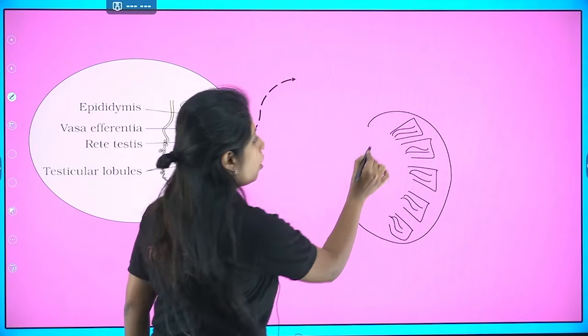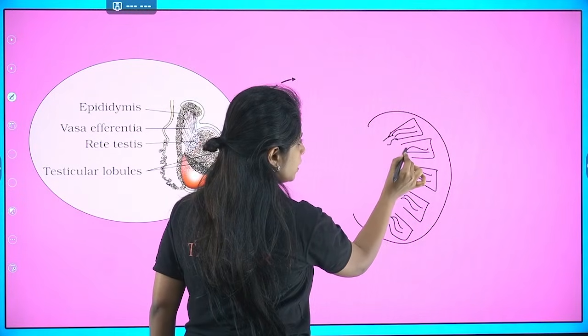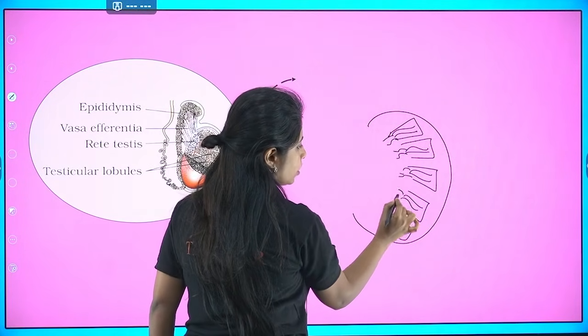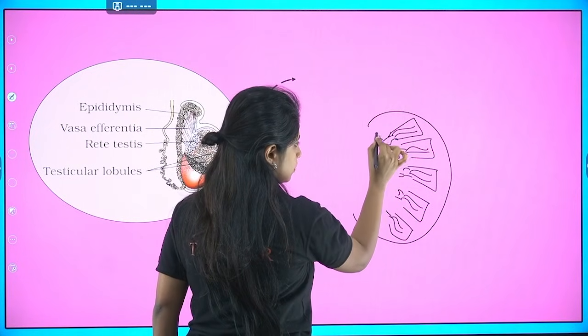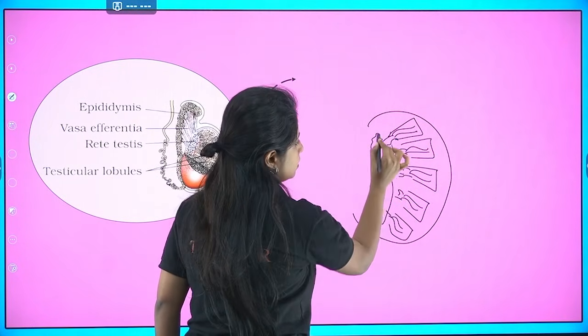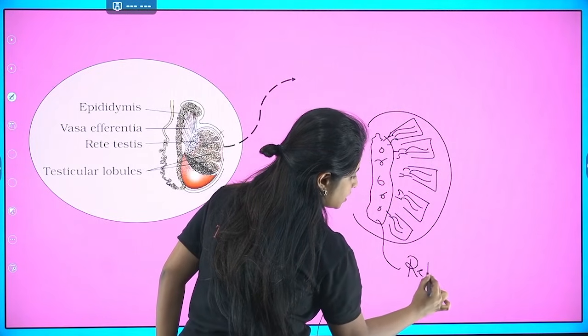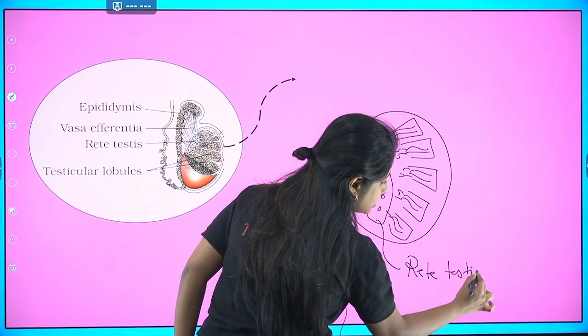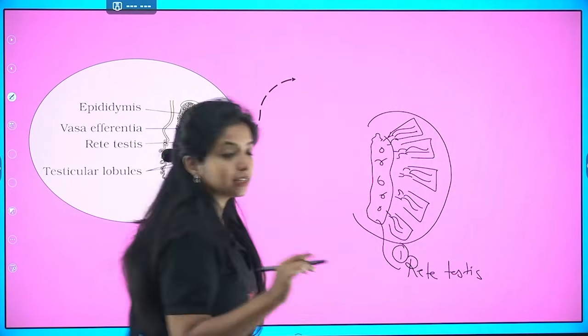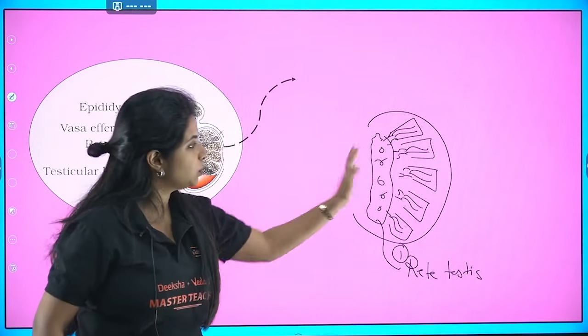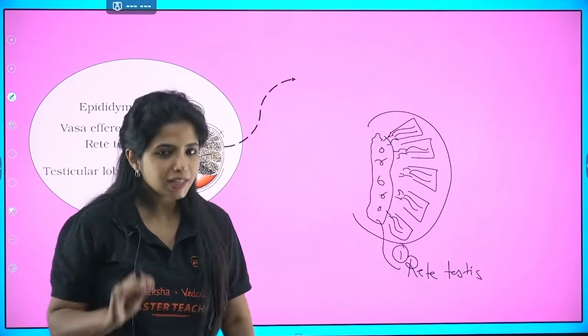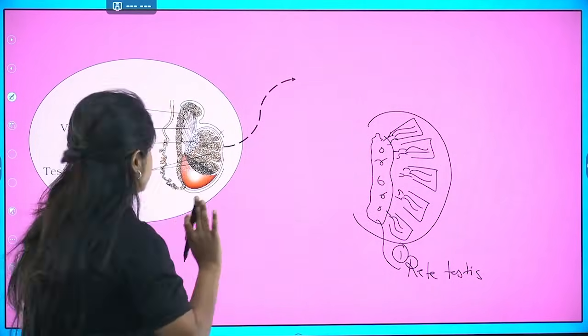Fine. Now all of them are going to open up into a duct. And what do you call this duct? You call this duct rete testis. So this is going to be the first duct that you need to remember. Now in between that you have tubuli recti, but in NCERT it is not given, so we will not need to learn it. Okay, fine.